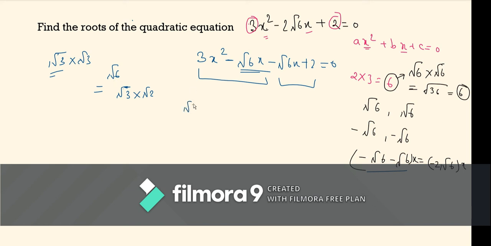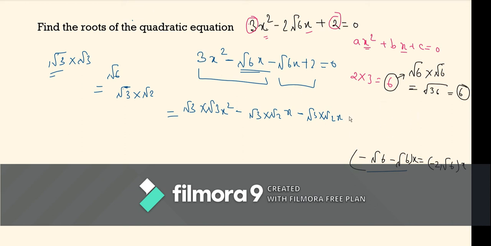So root 3 into root 3, again I'm writing the same line, minus root 3 into root 2 for the root 6 x, thereafter again for this one minus root 3 into root 2 x, and what about plus 2? So I'm erasing this right now. Plus 2 can also be written as root 2 into root 2. Okay, please do not worry, this is really a very easy question, and just take some common. Okay, so how to take common?